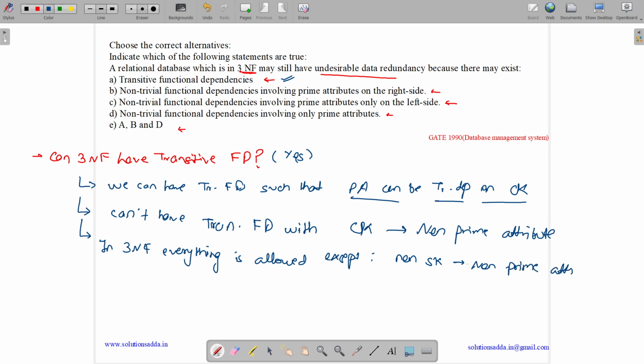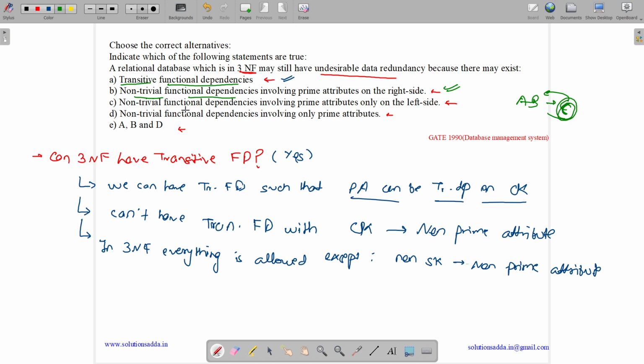Okay, so let me tell you these things again. We have seen that 3NF can have transitive functional dependency. I gave you an example for that, and from that example we can easily see that AB was determining C. So we can have non-trivial functional dependencies involving a prime attribute on the right hand side. It had C on the right hand side, so this is allowed. So option B is also true.